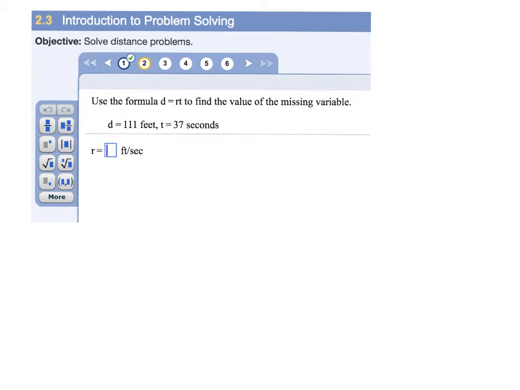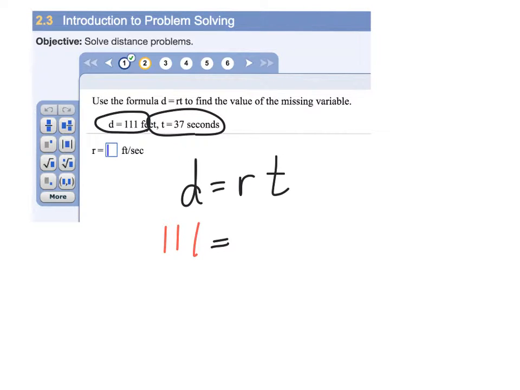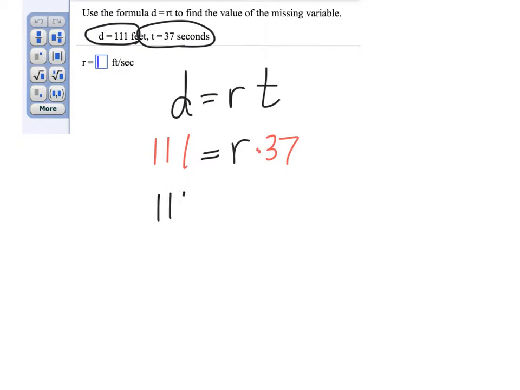Got a little more of the same, just bigger numbers. So we're going to start with that D is equal to RT formula. We're told that D is 111, so I'm going to replace D with 111. And we're told that T is 37. We're not told what R is, so R is going to stay the same, but T becomes 37. If I wanted to, I could make that a little bit neater by saying 111 is equal to 37R. That step is kind of optional.